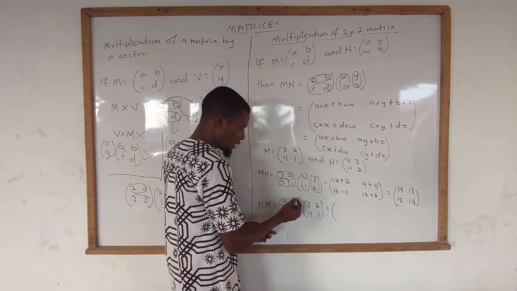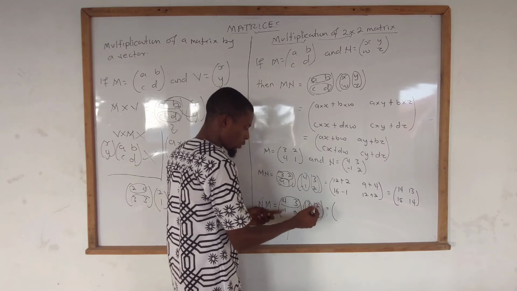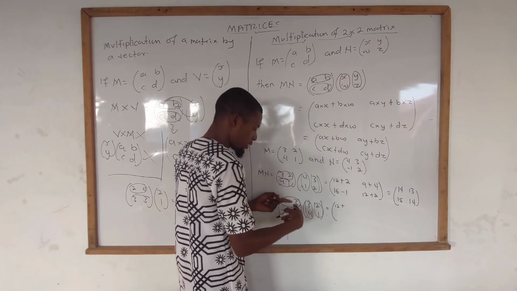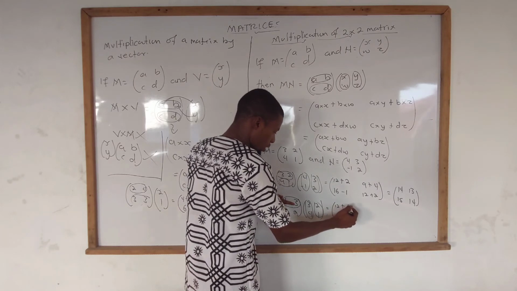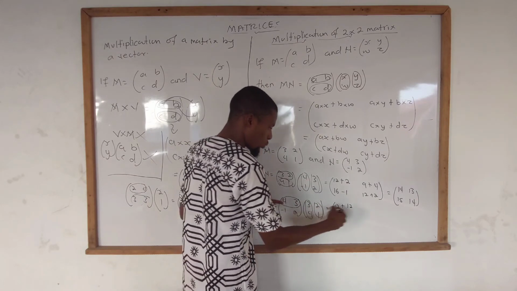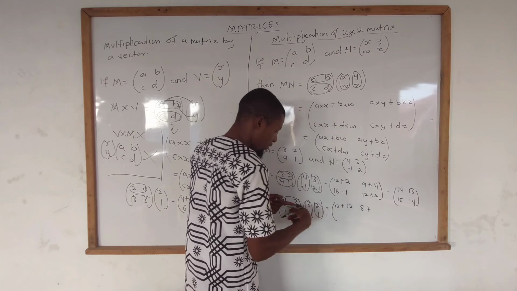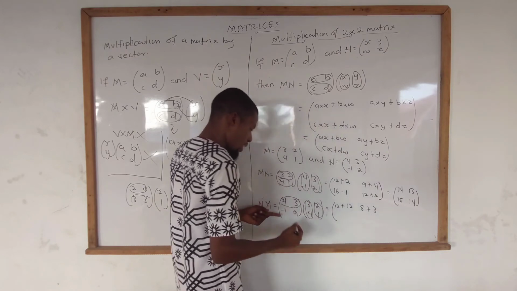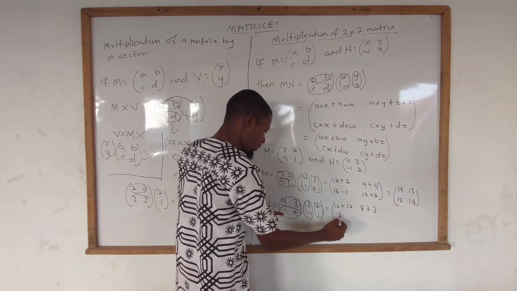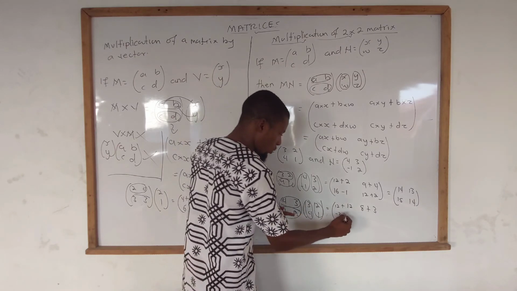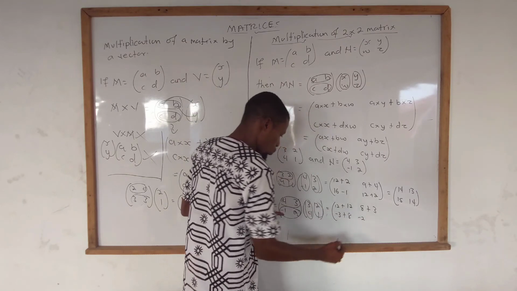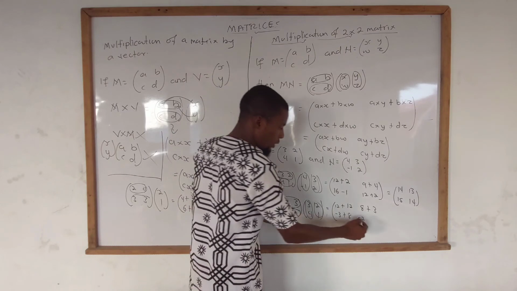So this one, as I said, first row multiplies first column, second column, right? So 4 times 3 is going to give me 12, and then plus 3 times 4 is going to give me another 12, right? Then I move to the second one. 4 times 2 is going to give me 8, and then plus 3 times 1 is going to give me 3. And then second row down there, negative 1 times 3 is going to give me negative 3, and then plus 2 times 4 is going to give me 8. And then negative 1 times 2 is going to give me negative 2, and then plus 2 times 1 is going to give me 2.